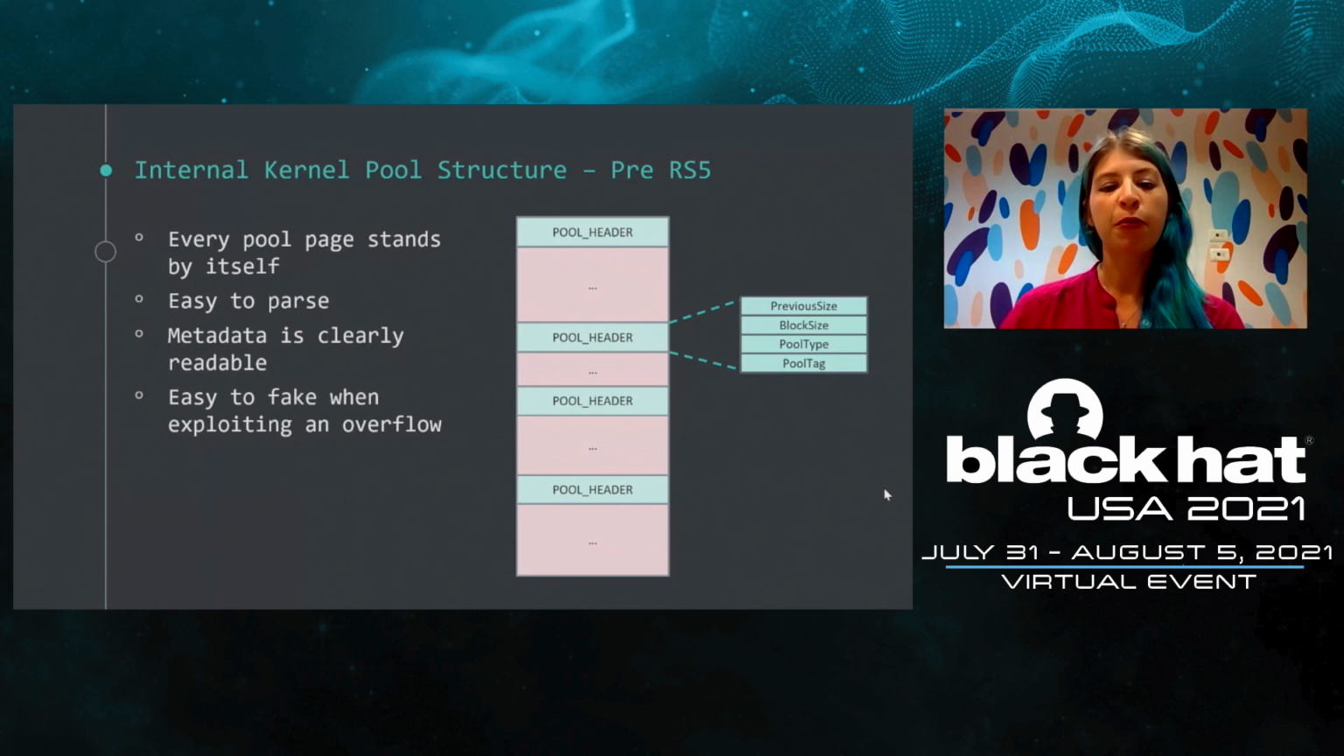If we chose a random address in the pool, we could go to the beginning of the page, start parsing from the beginning of the page, and have all the information we needed about everything in that pool page. It was easy to parse.